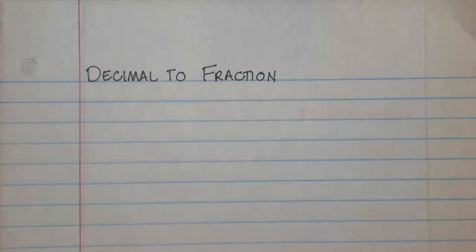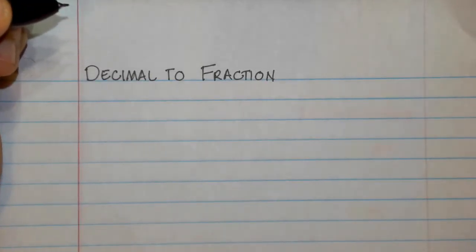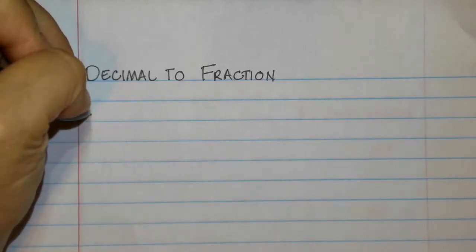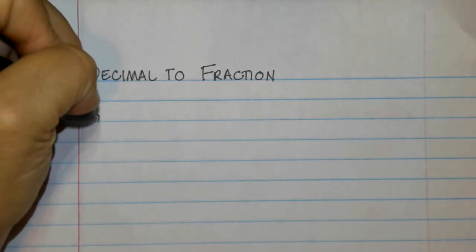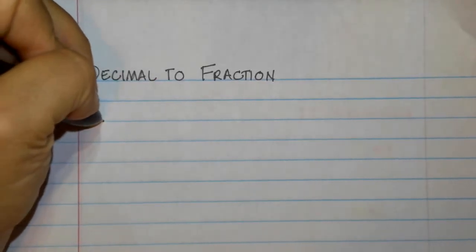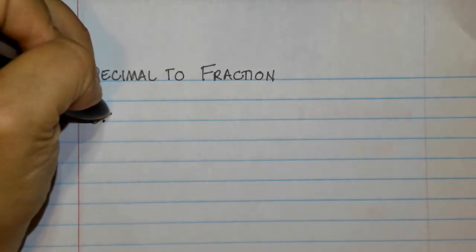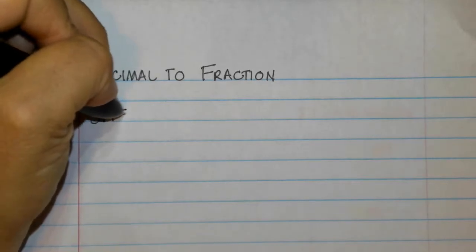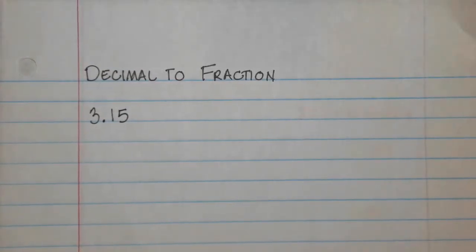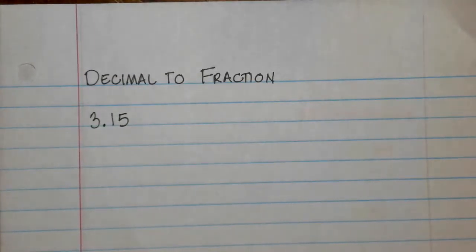In this video we're going to look at converting a decimal value to a fraction, into its equivalent form. We're going to do several different examples. I'm going to start with the number, let's say, 3.15, and how we turn that into a fraction.